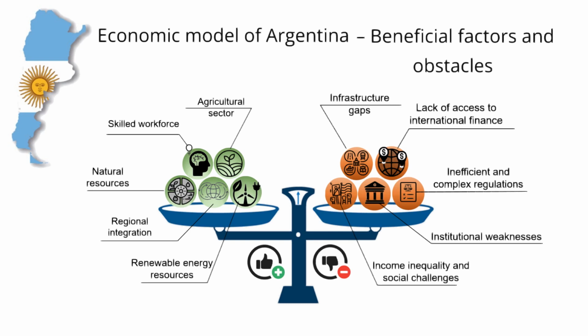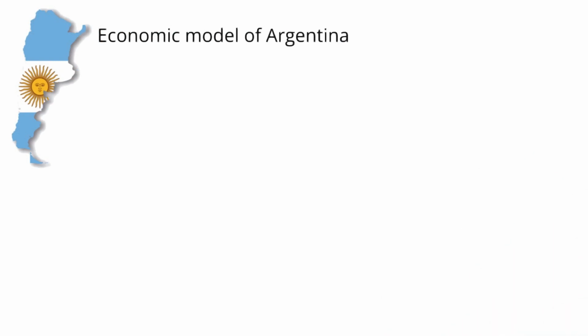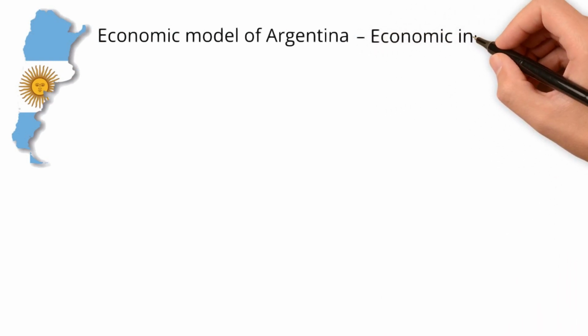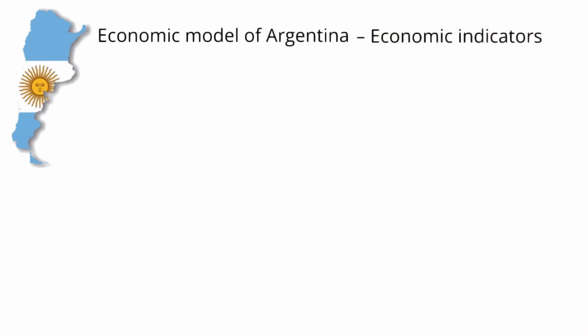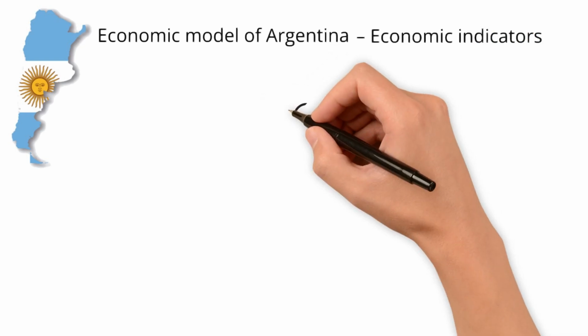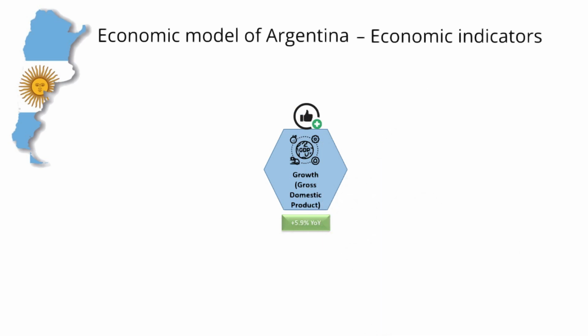By stating all the enabling and constraining factors, we can now take a look at the current figures of the main economic indicators, or let's say key metrics. There are several key metrics used to assess the performance of the Argentine economy. Some of the crucial ones include the following. Economic growth, or gross domestic product, so-called GDP.